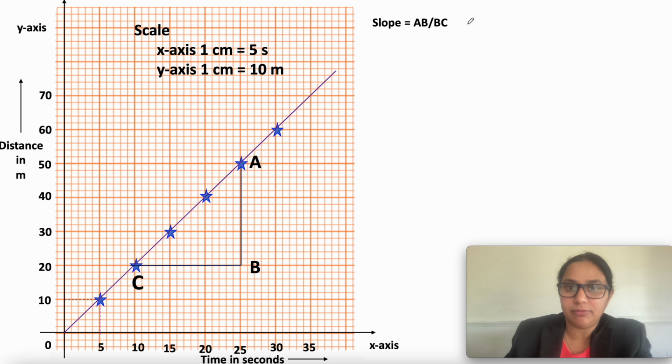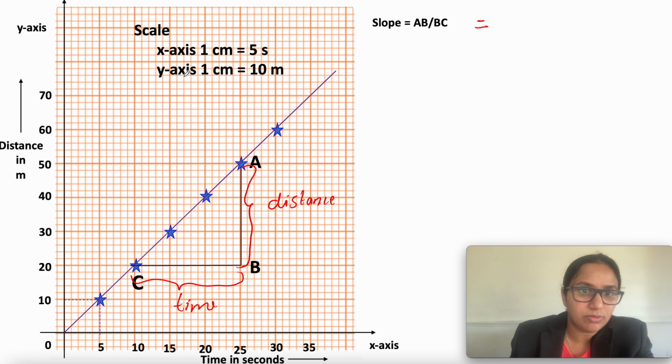Slope is nothing but AB divided by BC. What is AB here? When you look on the y-axis, AB is nothing but the distance traveled by the object. And what is BC? BC is nothing but the time taken. So slope is nothing but distance traveled divided by time taken. As you can see here, on the y-axis 1 centimeter is 10 meters. So 10 meters, 20 meters, 30 meters. Or the other way, you can draw a line to the y-axis. It meets at 50 here. And draw a line from B to the y-axis, which meets here. So 50 minus 20 gives what? 30 meters. That is on the y-axis.